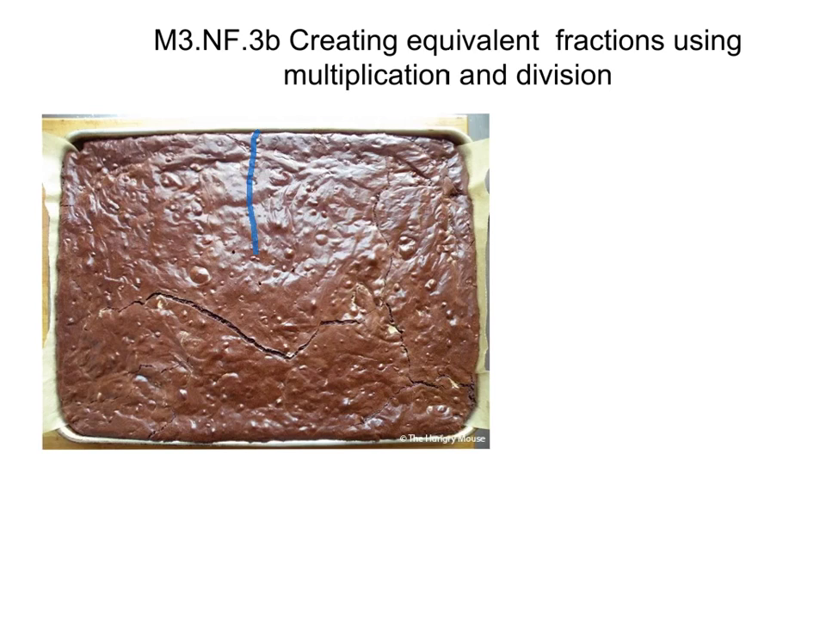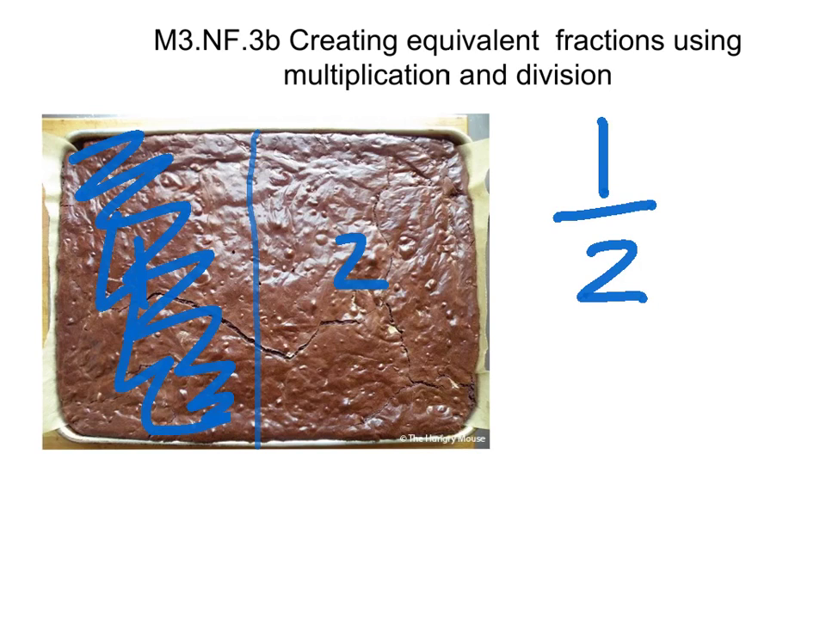So if I draw a line down the middle, I have split these into halves. So I have 1 and 2. I have 2 pieces, so I have 2 equal pieces. I'm just going to share half. So I'm just going to share this half over here. Let's pretend that I'm removing these brownies and I'm sharing that half. So I've taken 1 of the 2 pieces to share. So I'm sharing half of my brownies, 1 over 2.